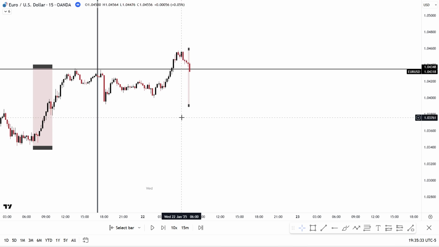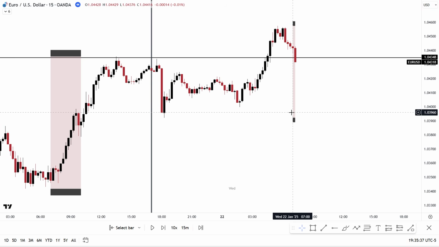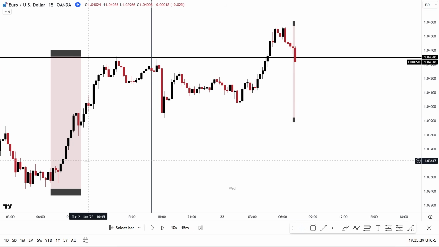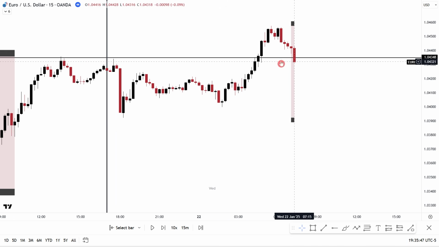And now enters our kill zone. So when is our kill zone? Our kill zone is from 7 o'clock to 10 o'clock. So again, 7 a.m. Eastern Standard to 10 a.m. Eastern Standard. So what does this sweep tell us and what does this trap tell us?